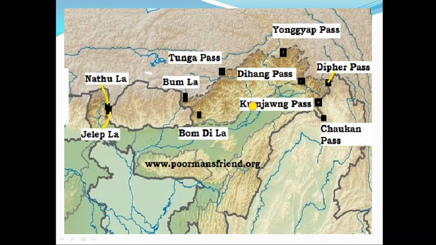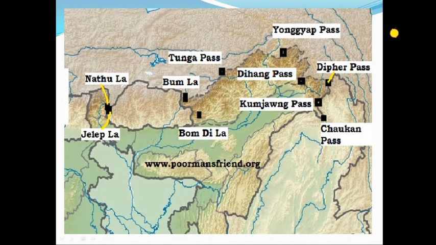Next is Arunachal Pradesh. In Arunachal Pradesh, here are some important passes. First is Bomdila, which connects Arunachal Pradesh with Bhutan. So here we have this pass, and we are connected through it, and it provides a link to Lhasa also. Next is Dihang Pass. So here we have Dihang Pass, which connects Arunachal Pradesh with Myanmar. Next is Yongyap Pass. So here we have Yongyap Pass, which connects Arunachal Pradesh with Tibet.